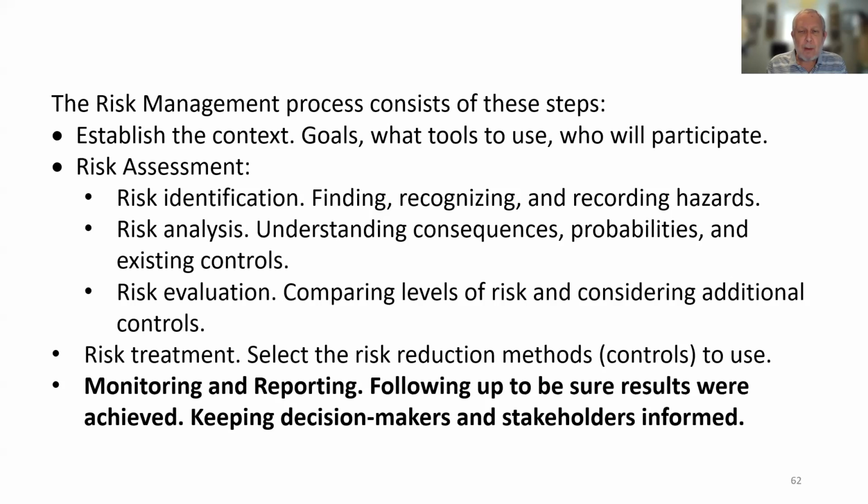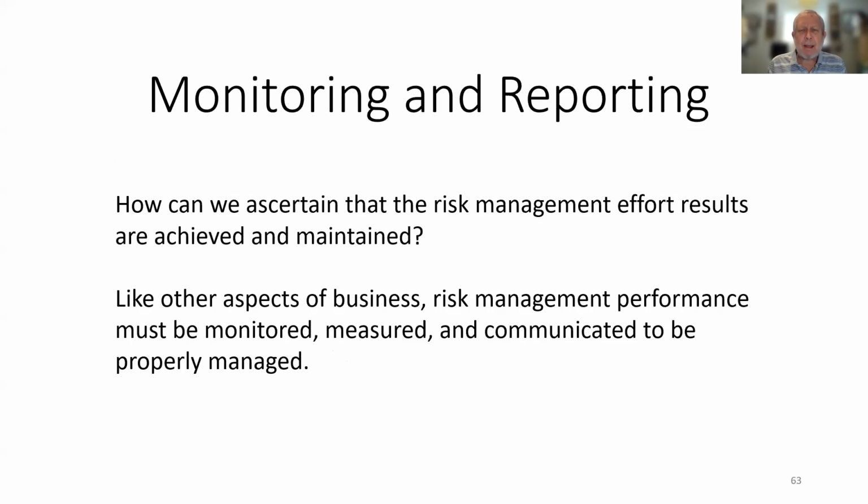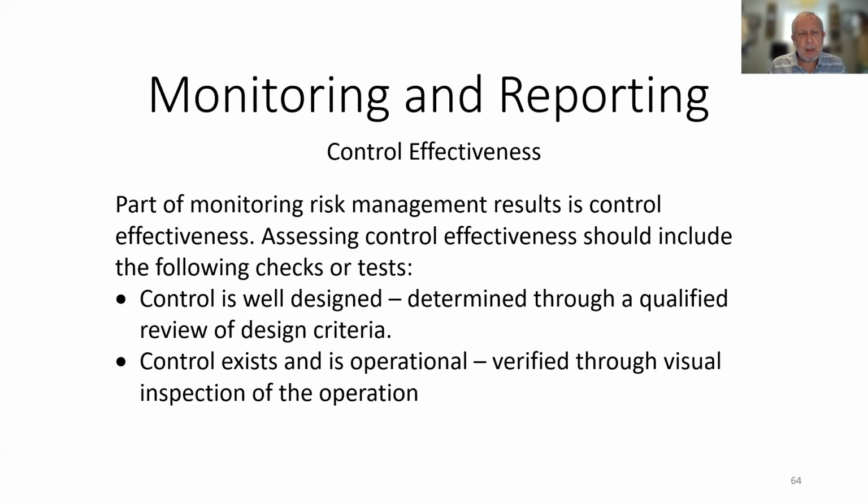Monitoring and reporting is following up to be sure results were achieved, keeping decision makers and stakeholders informed. How can we ascertain that the risk management efforts' results are achieved and maintained? Like other aspects of business, risk management performance must be monitored, measured, and communicated to be properly managed. Again, like other aspects of business. So every aspect of business, in varying degrees, is monitored, measured, and communicated. Part of monitoring risk management control results is control effectiveness.